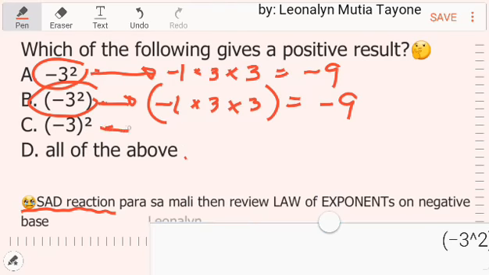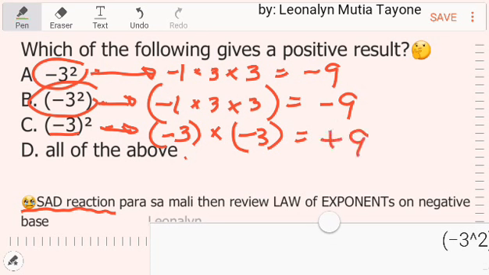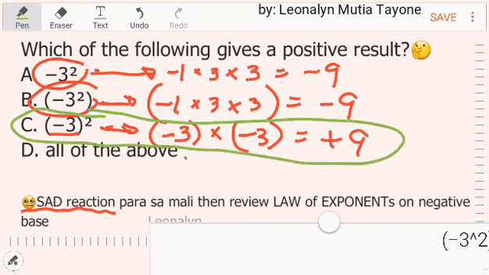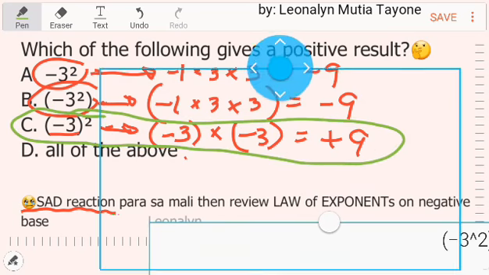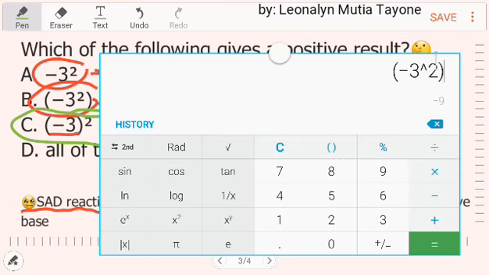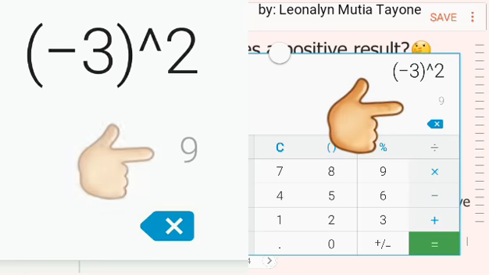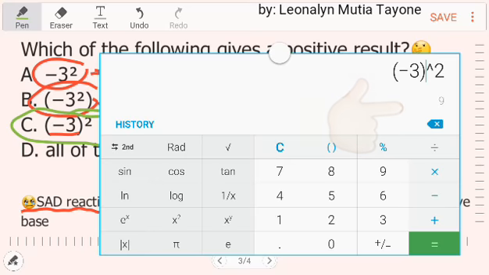Next, yung letter C. Ang nasa loob ng parenthesis ay yung negative 3 lang. This means negative 3 times negative 3. And this is positive 9. So, ang sagot dito, which of the following gives a positive result? Letter C lang. I-double check natin. So, erase natin ang parenthesis. Ilagay natin dito ang parenthesis. Ganito na siya. Nasa loob ng parenthesis ang negative 3. Bago siya ni-raise ng 2. So, the answer here is positive 9.